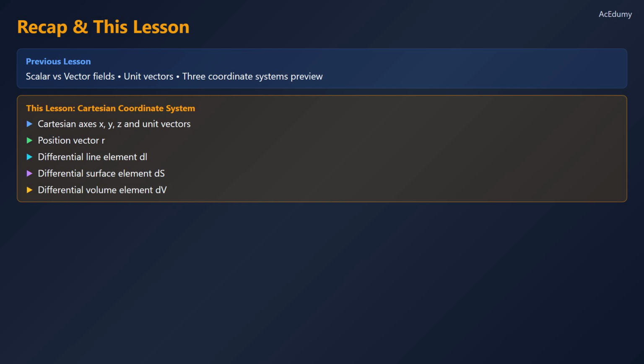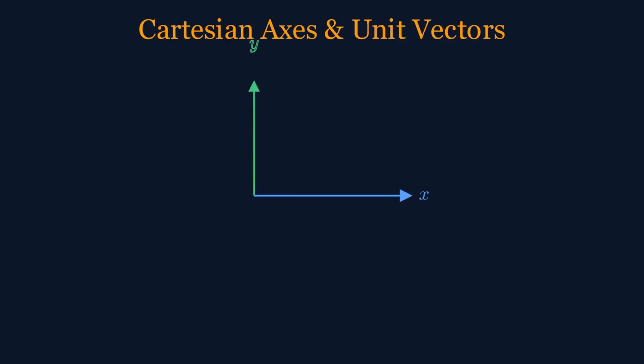In the previous lesson, we introduced electromagnetic theory, distinguished scalar from vector fields, and previewed the three coordinate systems we will use. Now let's dive into the first one, the Cartesian coordinate system. We'll define the axes, the unit vectors, and the three differential elements that appear everywhere in EM theory: line, surface, and volume. The Cartesian coordinate system uses three mutually perpendicular axes: x, y, and z.